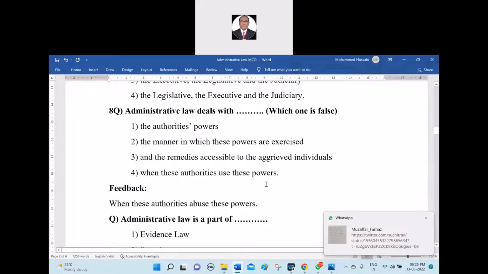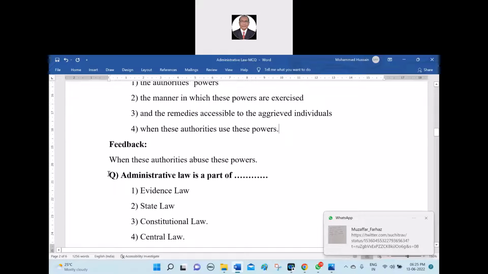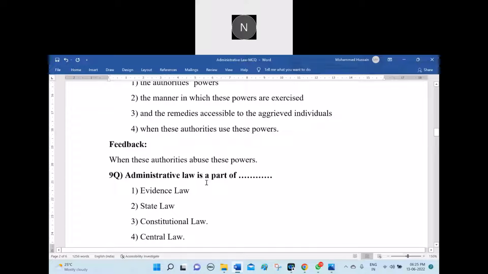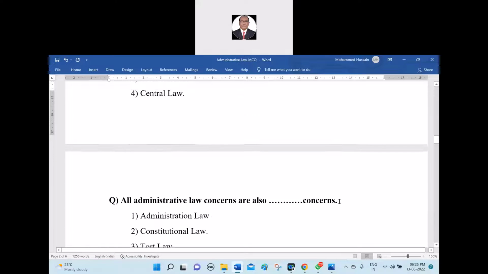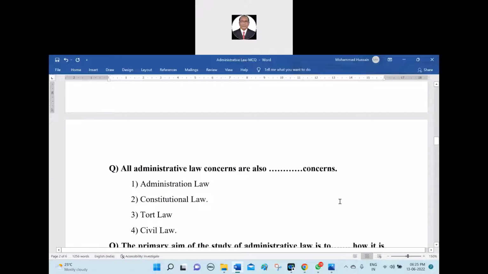Next, question number 9. Read. 9th question. Administrative law is a part of dash. Evidence law, state law, constitutional law, central law. Constitutional law, sir. The answer is constitutional law. The 3rd is the answer.